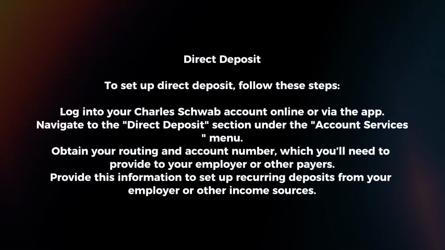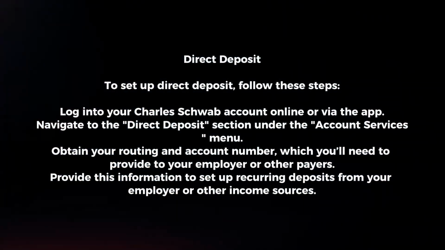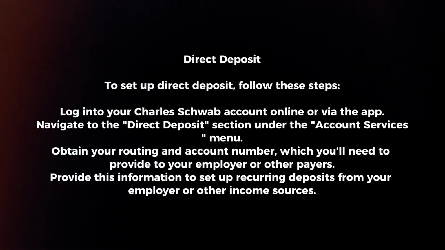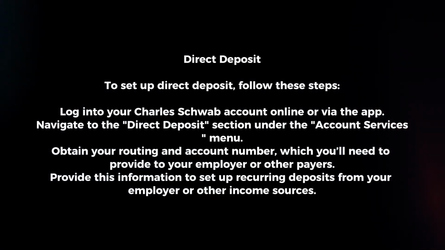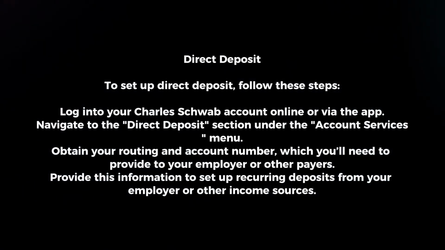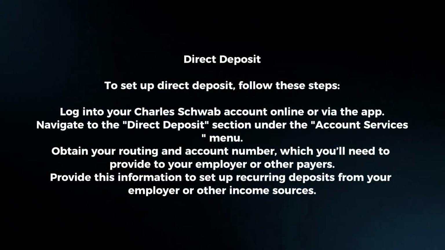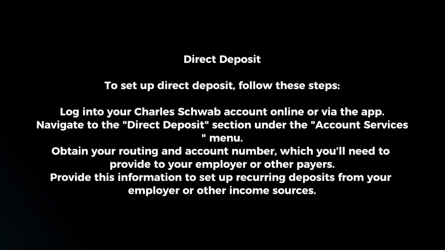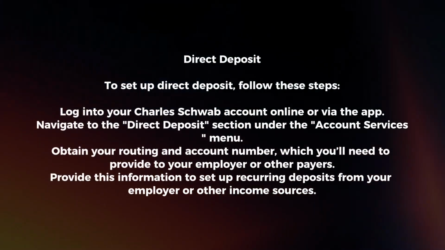Log into your Schwab account online or via the app. Navigate to the direct deposit section under the account services menu. Obtain your routing and account number, which you will need to provide to your employer or other payers. Provide this information to set up recurring deposits from your employer or other income sources.